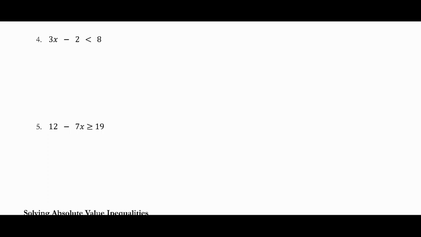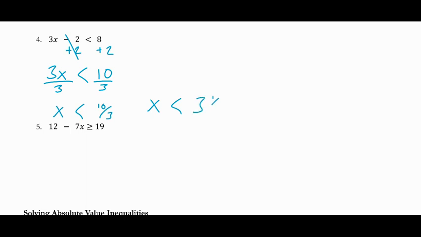All right, just a couple more. Let's go ahead and add 2 to both sides to get the x by itself. So we're left with 3x is less than 10. Divide both sides by 3. We get x is less than 10 over 3, or we can say x is less than 3 and 1/3. They're both the same answer.